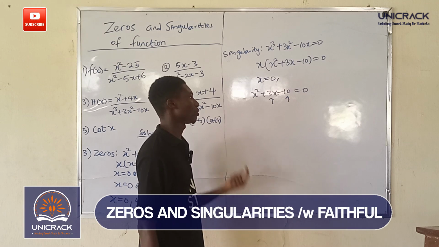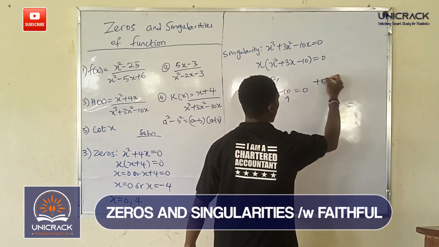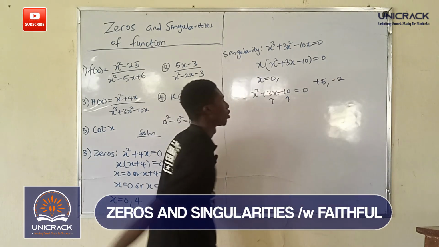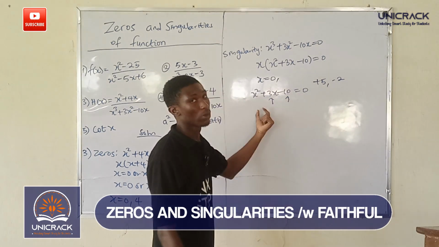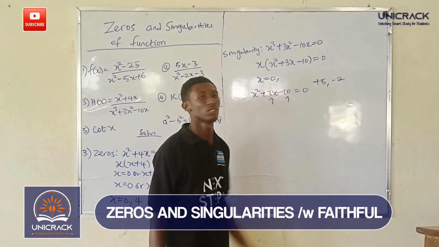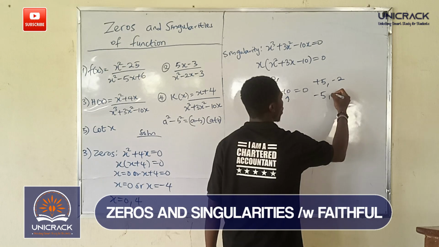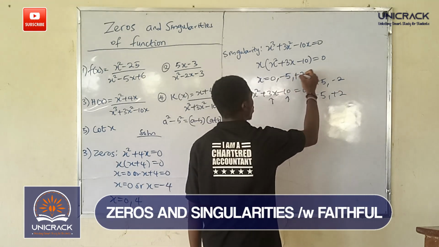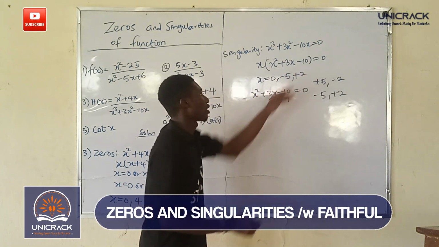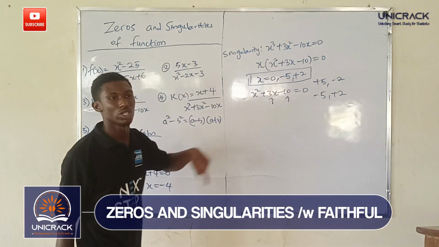positive 3. Those numbers would be positive 5 and negative 2. Positive 5 plus negative 2 gives me a positive 3, and positive 5 times negative 2 gives me a negative 10. So change the signs: negative 5 and positive 2. These are the singularities of the function.